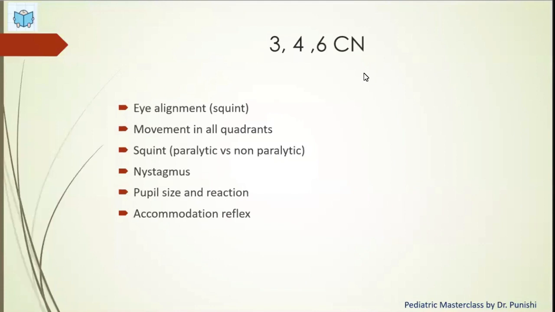Number three, four, and six nerves. So you look for, obviously, any squint. You look for alignment and movement of the eye in all four quadrants.